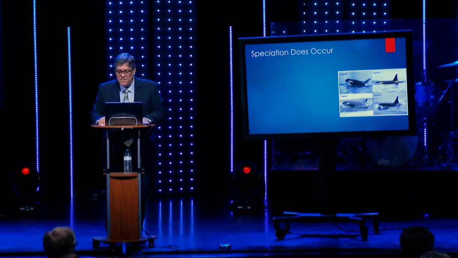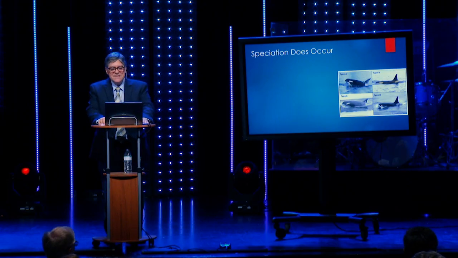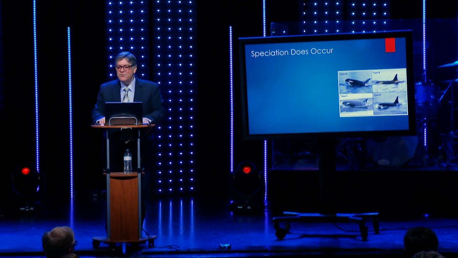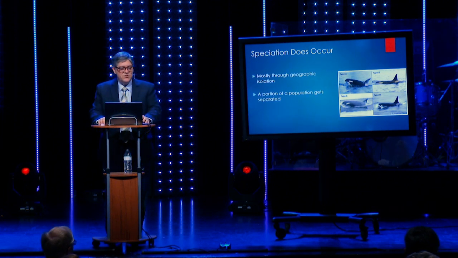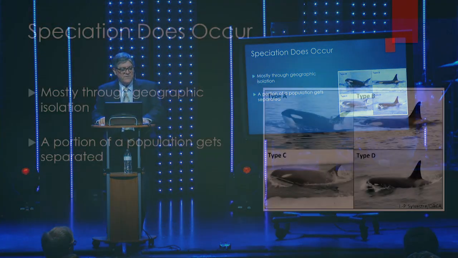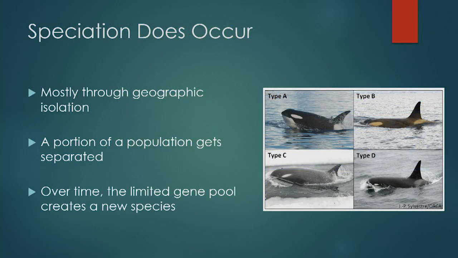Now, speciation occurs most often when the genes of one population of animals differ enough from other populations of its species that they cannot interbreed and produce viable offspring. So in other words, this occurs mostly through geographic isolation. A portion of a population gets separated, and over time, the limited gene pool creates a new species. So for instance, here are 4 species of the killer whale.